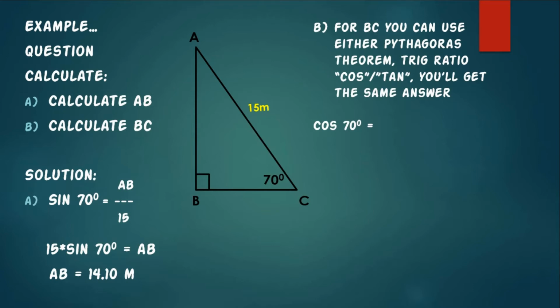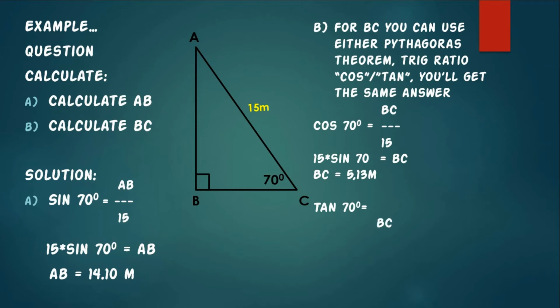If I'm using cos 70 degrees, it means cos 70 degrees is equal to BC over 15. Cos of an angle is equal to adjacent over hypotenuse. So my adjacent side is BC, and the hypotenuse side is 15. Then you cross multiply again, you get 15 cos 70 degrees equals BC. Therefore BC is equal to 5.13 meters. Whether you use cos or tan, you will get the same answer.